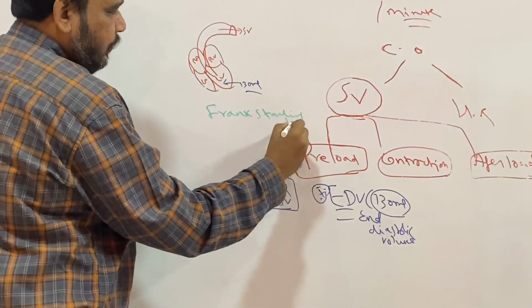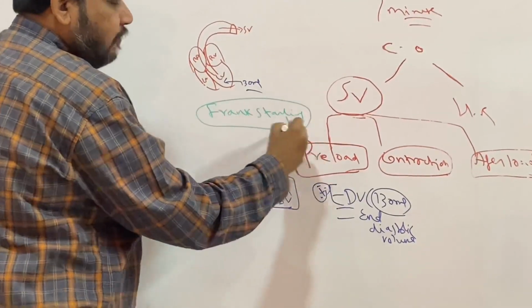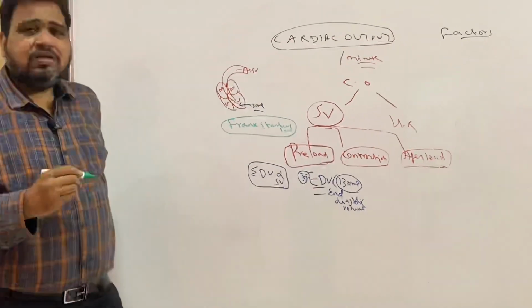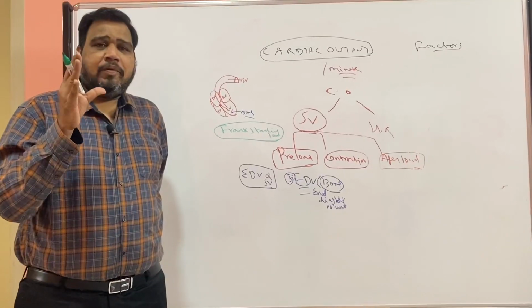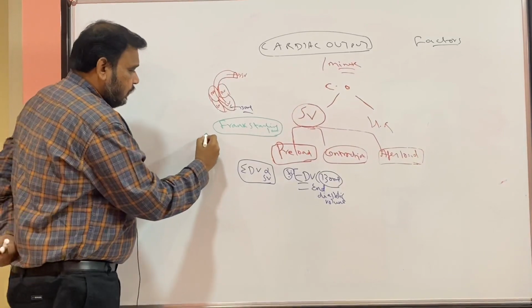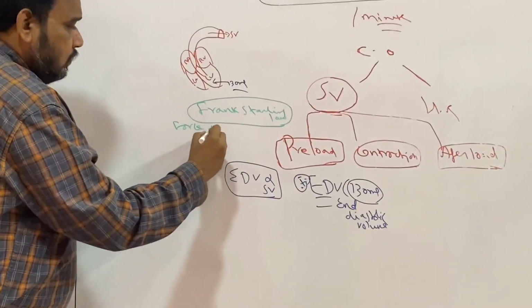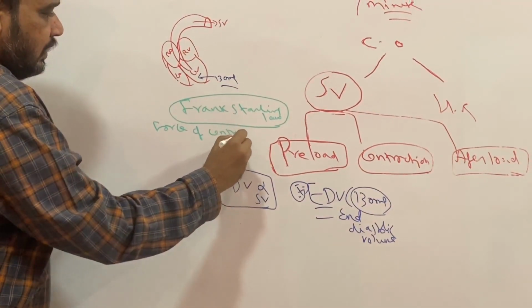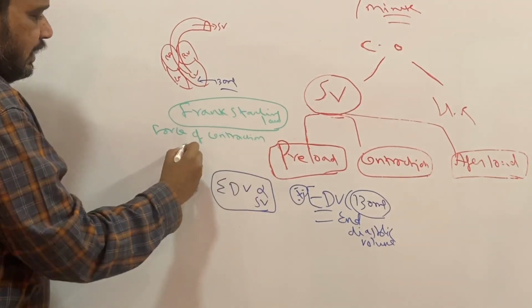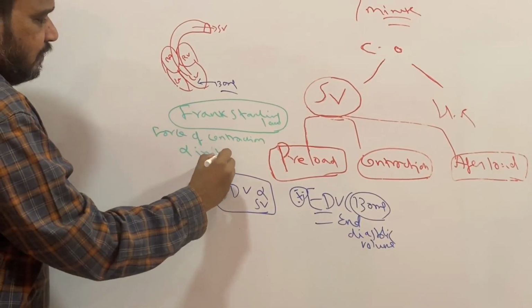Frank-Starling law. I hope you know that. What Frank-Starling's law states is that the force of contraction is directly proportional to the initial length of the muscle fiber. Very, very important.